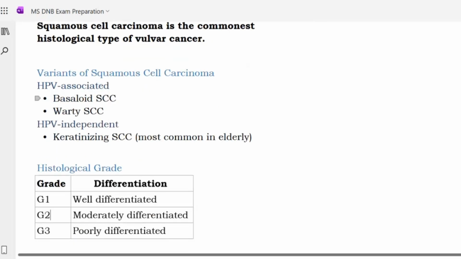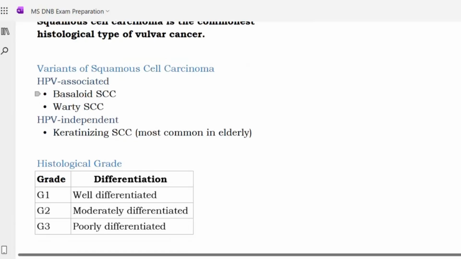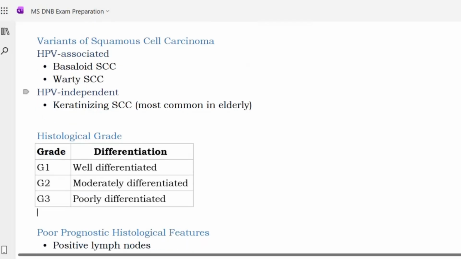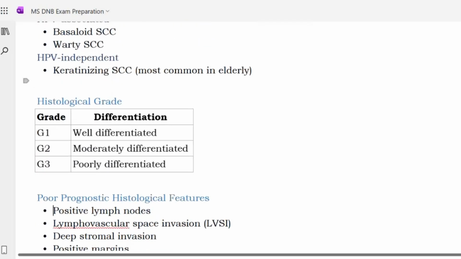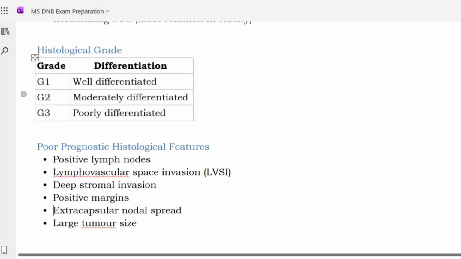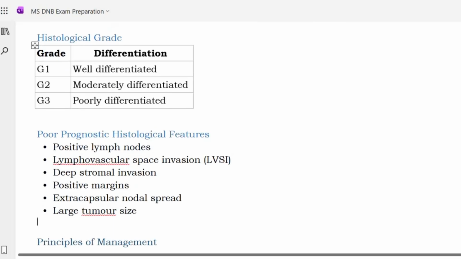Last session we discussed variants of squamous cell carcinoma. The one which is HPV associated is either basaloid squamous cell carcinoma or warty squamous cell carcinoma. HPV independent is a keratinizing squamous cell carcinoma. Histologically you have grades: grade 1, grade 2, and grade 3. Grade 1 is well differentiated, grade 2 is moderately differentiated, grade 3 is poorly differentiated.